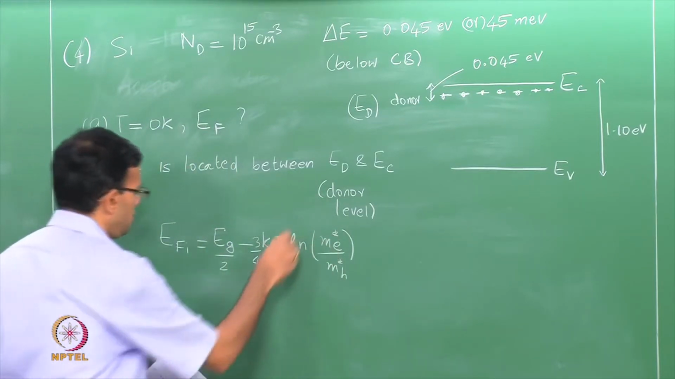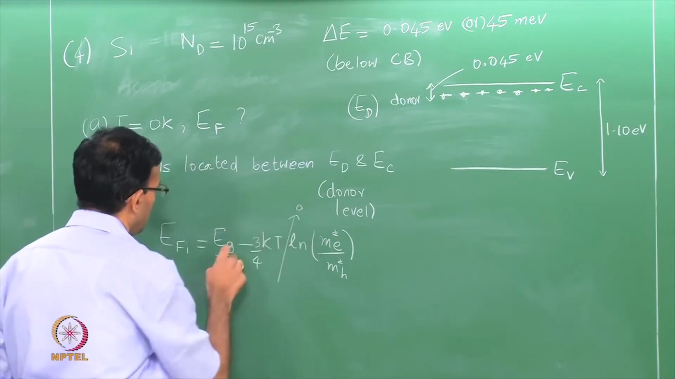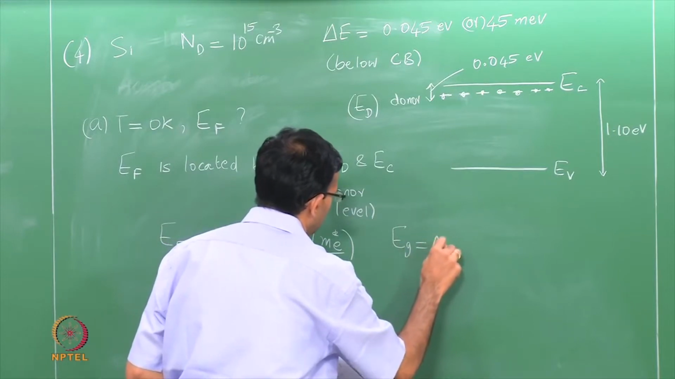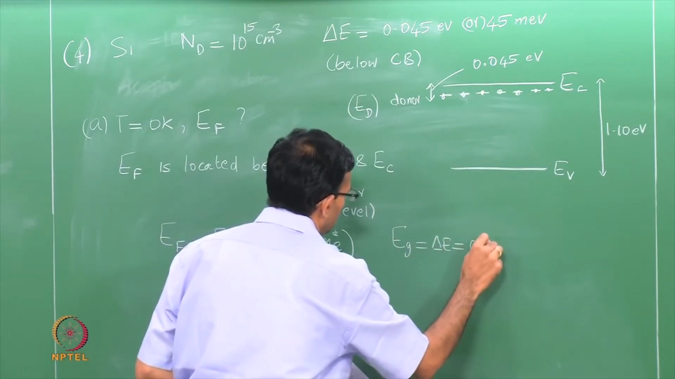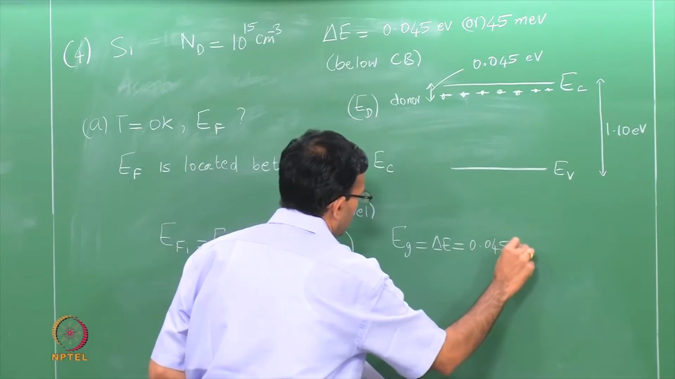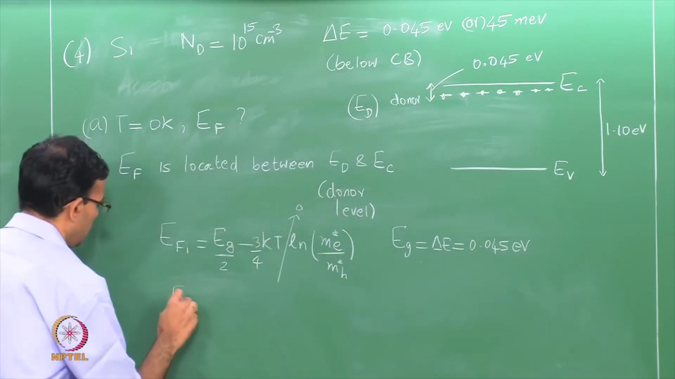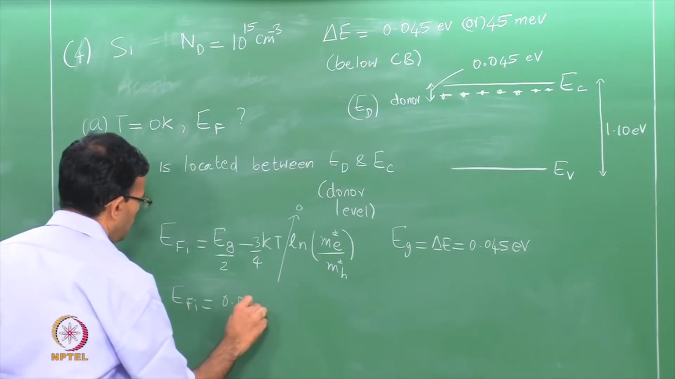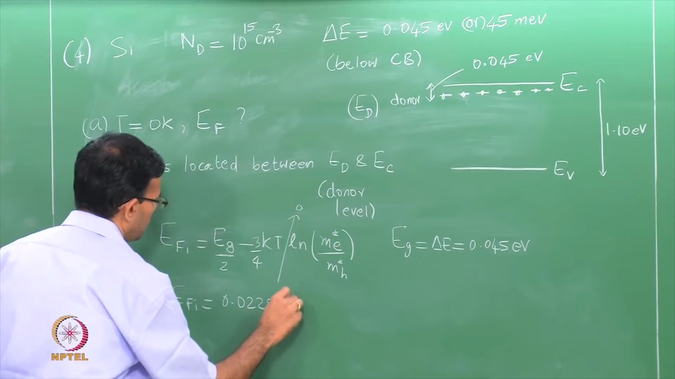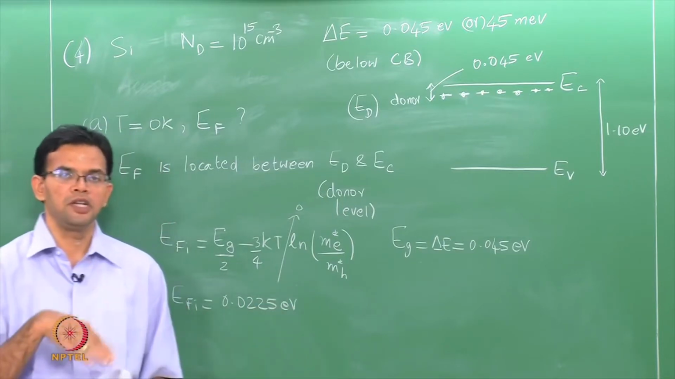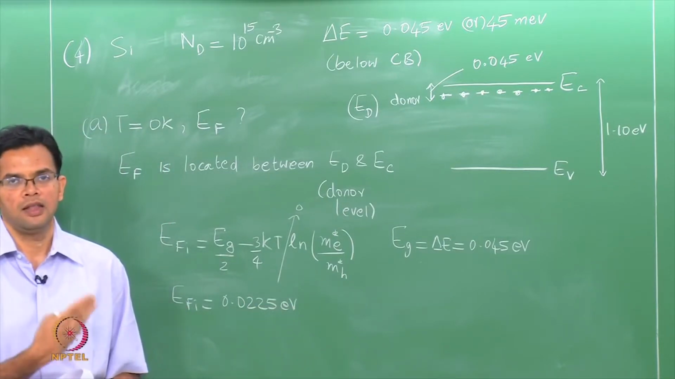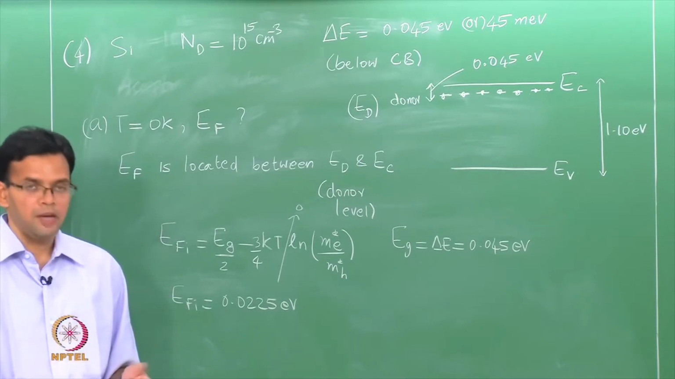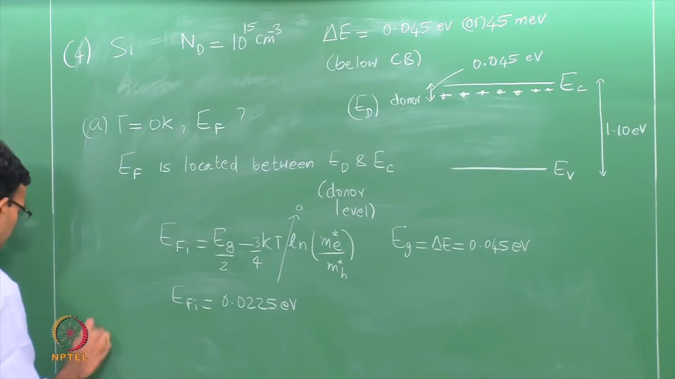Temperature is 0 Kelvin. So, this term goes to 0. Eg is nothing but delta E, which is 0.04 electron volts. So, that EFi is half of that. So, 0.225 electron volts, or right in the middle of the donor level and the conduction band. So, this is part A.